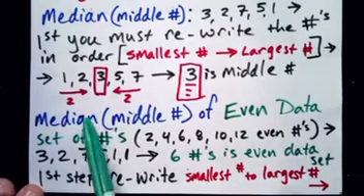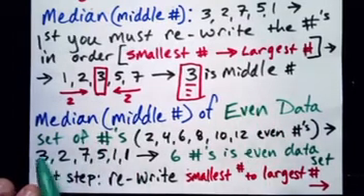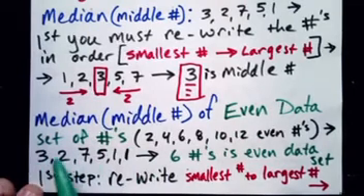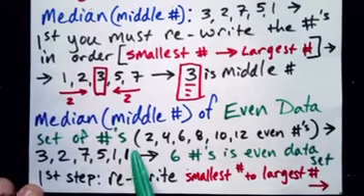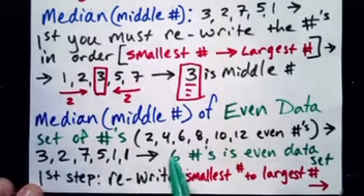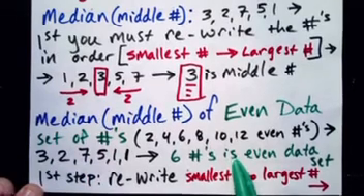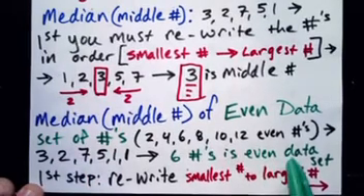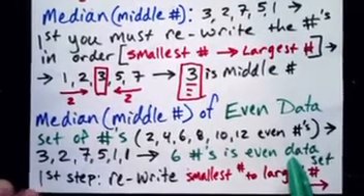So for this problem, an even data set, I'm going to use these numbers here: 3, 2, 7, 5, 1, and 1. If you count these numbers, 1, 2, 3, 4, 5, 6, there are 6 numbers in this particular even data set example. All right.